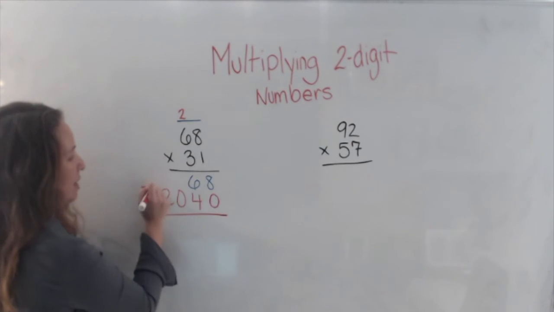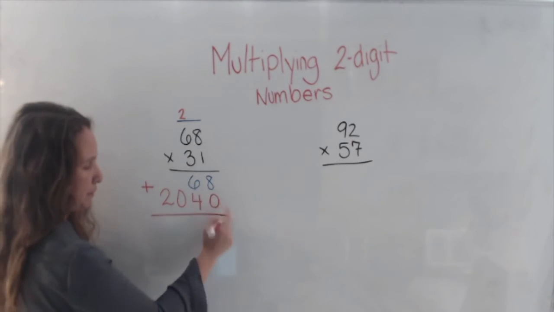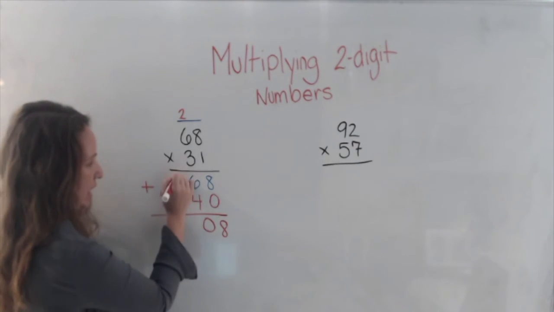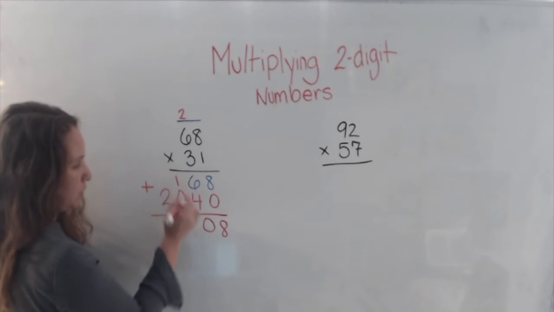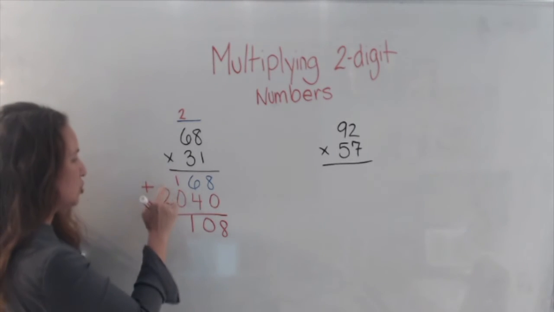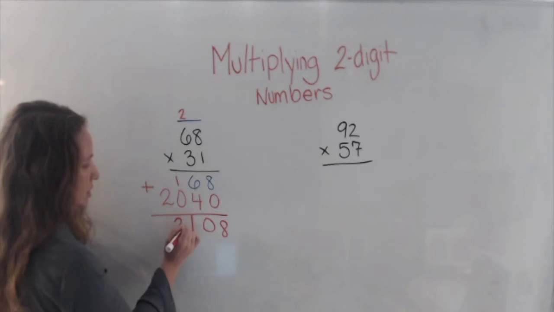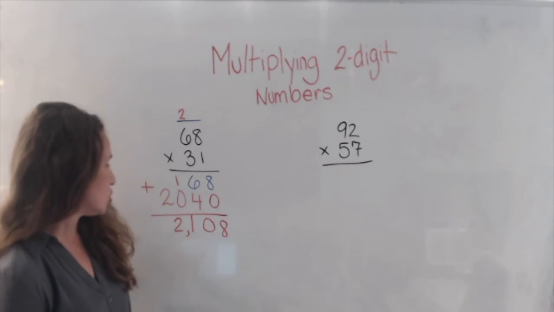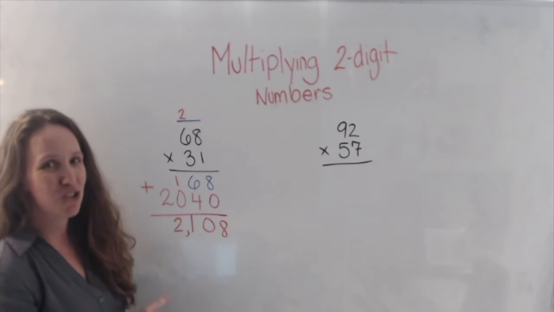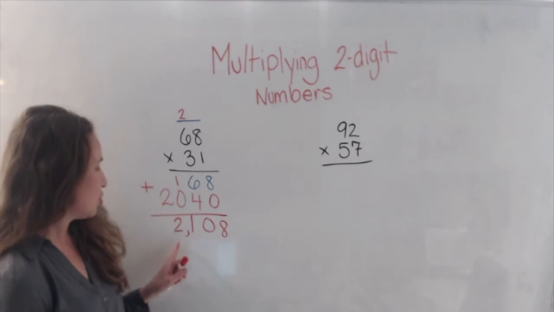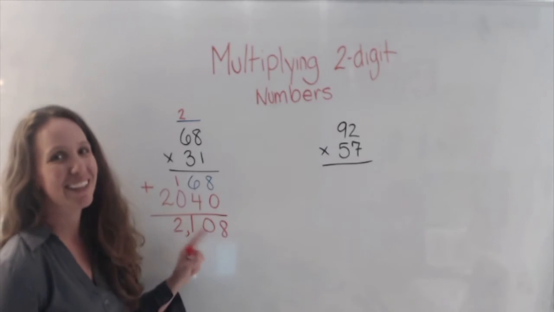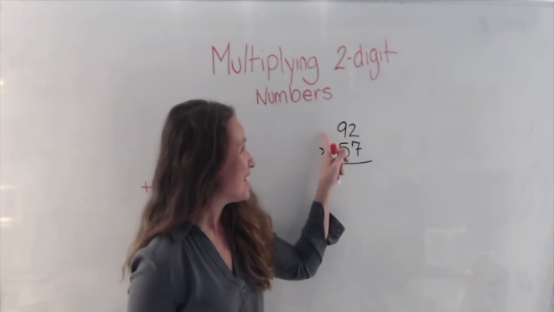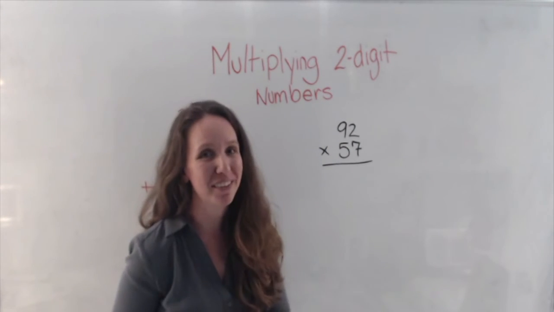Now, we're going to add those two together. 8 plus 0 is 8. 6 plus 4 is 10. 0 plus 1 is 1. And 2 plus 0 is 2. So 68 times 31 is 2,108. For the last problem we're doing together, 92 times 57.